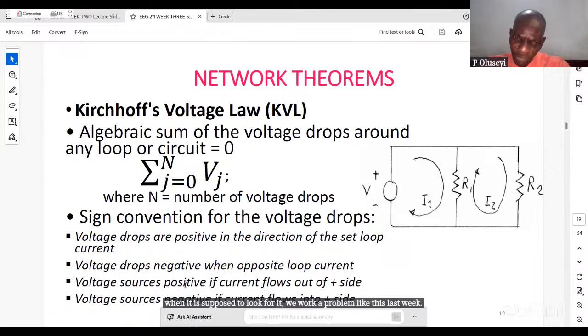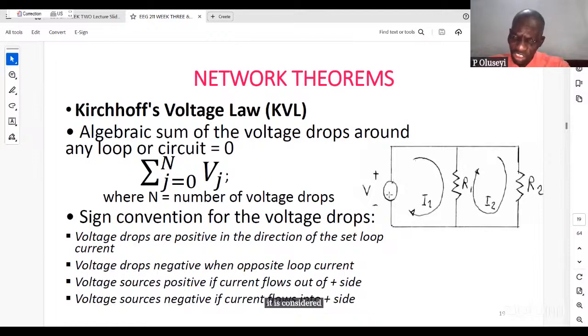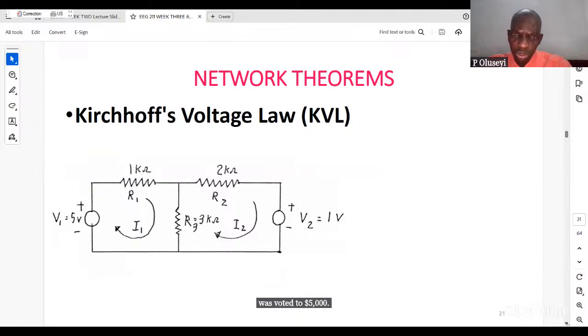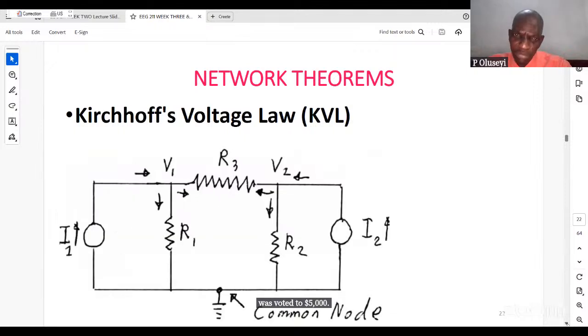Voltage source is positive if the current flows out of it. If current is flowing out of its voltage source, it is considered as positive. If it is flowing into the voltage source, it is considered as negative, because a source is supposed to make supply available. So if it is one receiving, then it is taken as negative. So I think we looked at this as well as the voltage divider rule. So this is a typical problem.